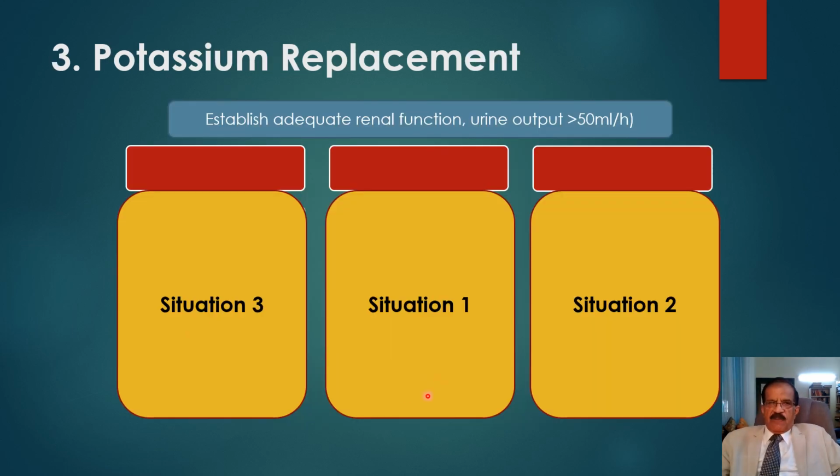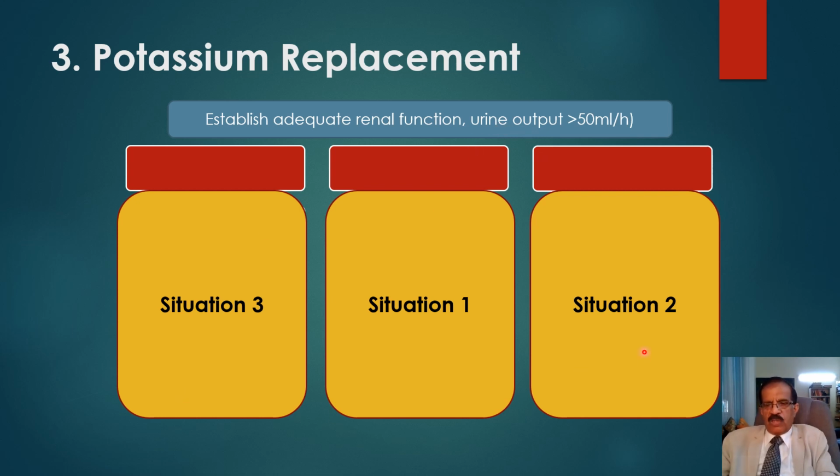This is now the third replacement, potassium replacement. Now, there are three situations. First of all, whenever you have to give intravenous potassium, you have to make sure that kidney functions are adequate. If the patient has kidney shutdown, if there is anuria or oliguria, giving potassium intravenously can cause hyperkalemia, and hyperkalemia can have very serious consequences. So we must be sure that the patient is passing a good amount of urine, at least 50 milliliter per hour. That is when we can give potassium intravenously.